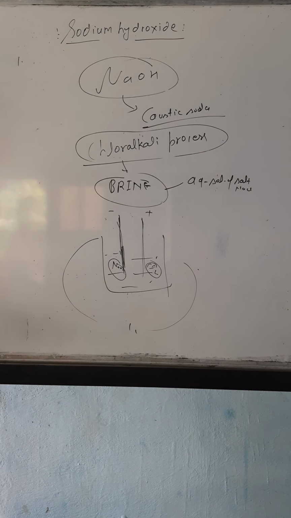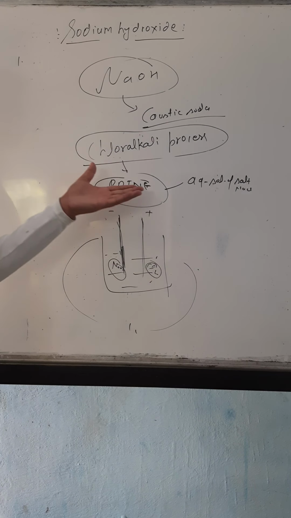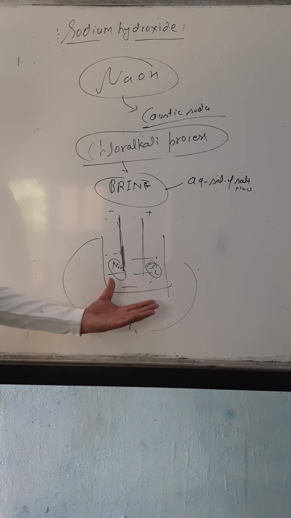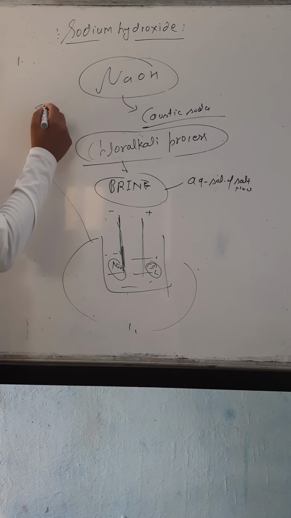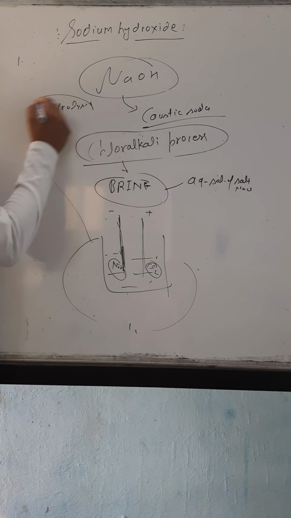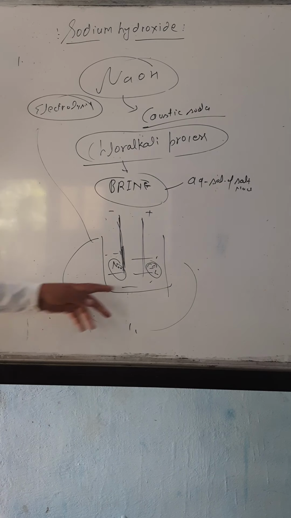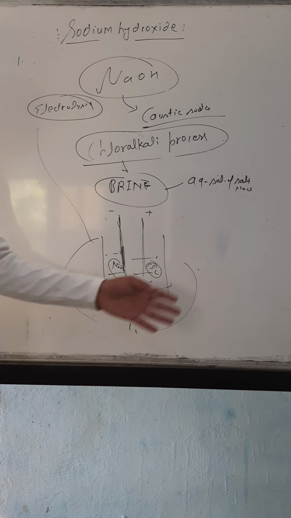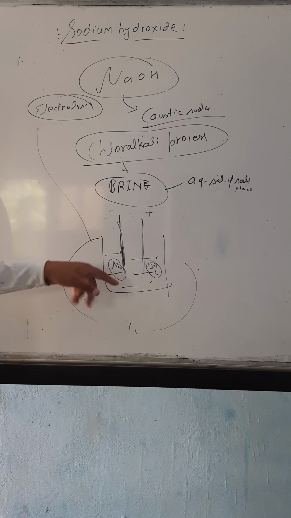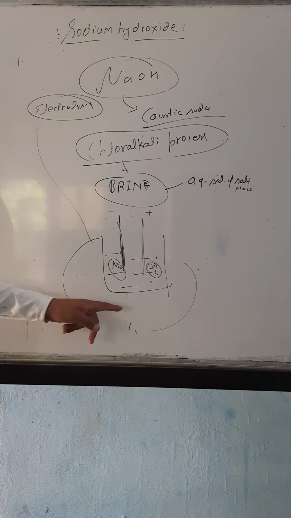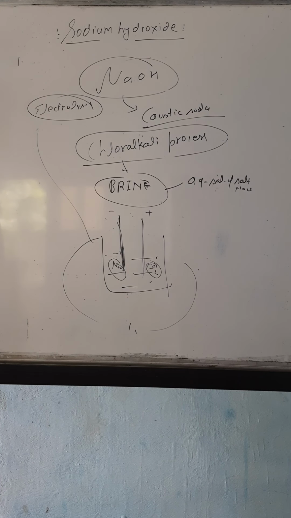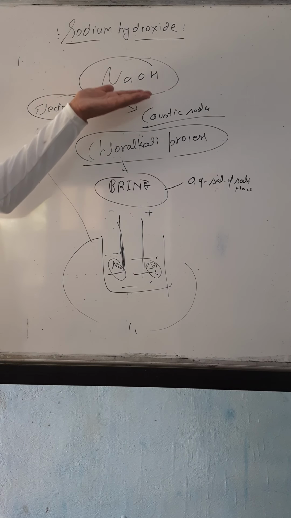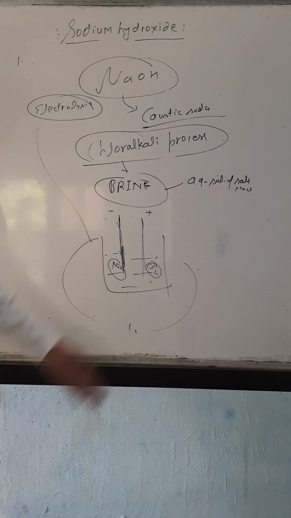So what is the chloralkali process? In this process we take the brine, and this is known as electrolysis. Electrolysis means we are passing electricity and breaking the common salt, the brine solution, by the process of electrolysis. This complete process is known as the chloralkali process. Hope you are getting this. This is how we form caustic soda, that is NaOH, or sodium hydroxide.